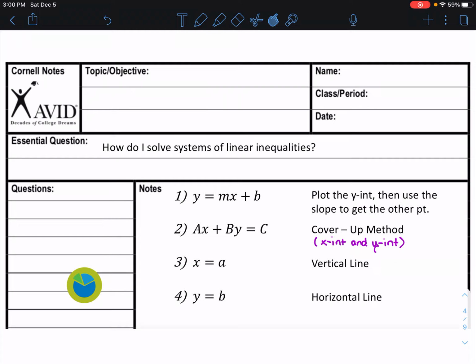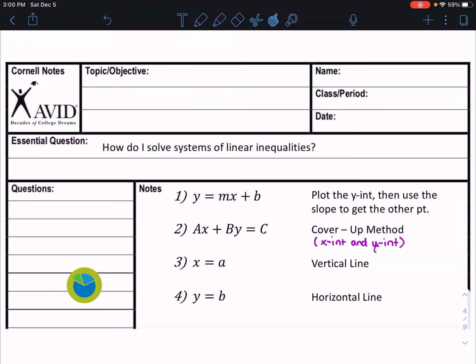So in order to draw your boundary line, you need to remember the different types of boundary lines that you can have. They usually come in 4 different kinds of lines, either in slope-intercept form, y equals mx plus b. If that's the case, you want to plot the y-intercept and then use the slope to get your other point or points. And then if it's in standard form, ax plus by equals c, we usually use the cover-up method, and that finds your x and y intercepts. In other words, where it crosses the x-axis and the y-axis. And then you plot those 2 points and draw your line.